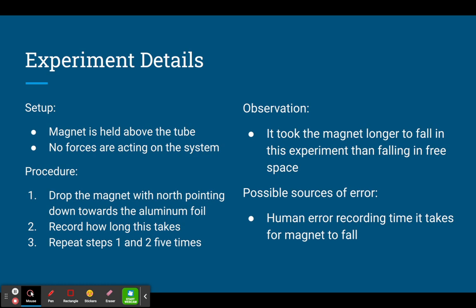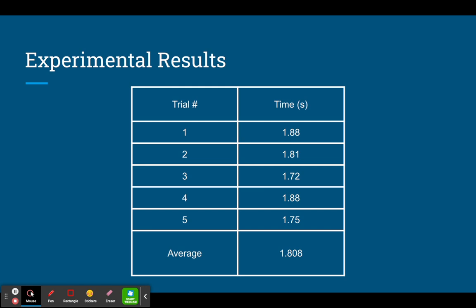So for the setup, the magnet is held above the tube and no forces are acting on the system. And the procedure is that you drop the magnet with the north pointing down towards the aluminum foil and record how long this takes, and then repeat those steps 1 and 2 five times. It was observed that it took the magnet longer to fall in this experiment than falling in free space. A possible source of error is the human error associated with recording the time it takes for the magnet to fall.